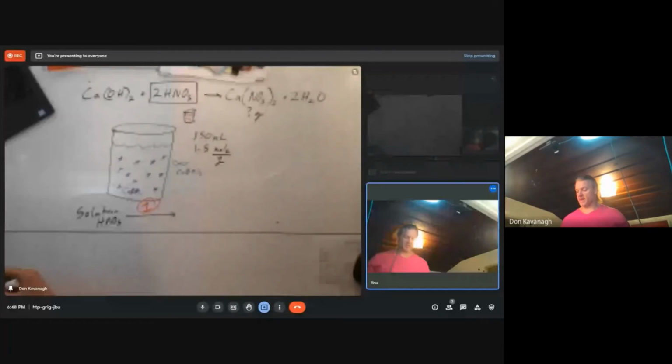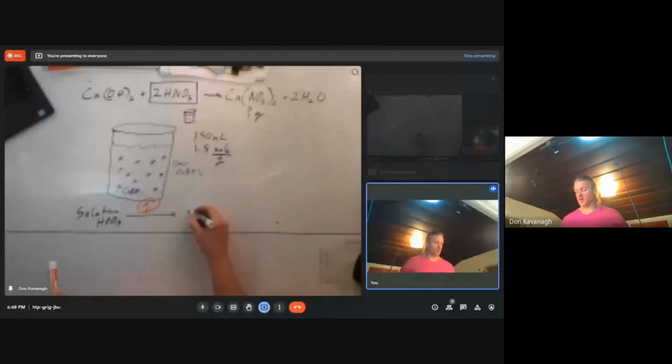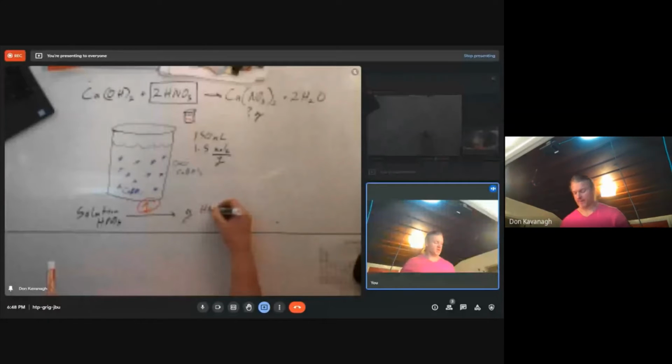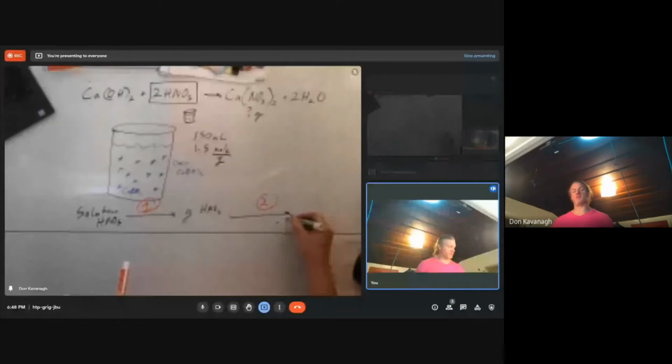Let me write out that plan right here. We're going to do some solutions with nitric acid, and that'll be our first scaffold. That is just to get the grams of HNO3 that are present in this tiny little jar. And then our second scaffold will be grams of reactant, HNO3, to grams of product, Ca(NO3)2. So this is solved in two scaffolds.